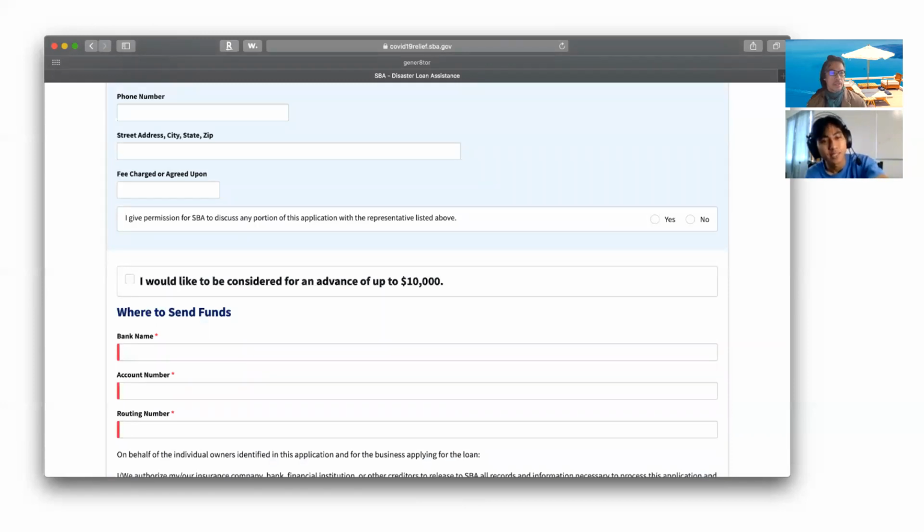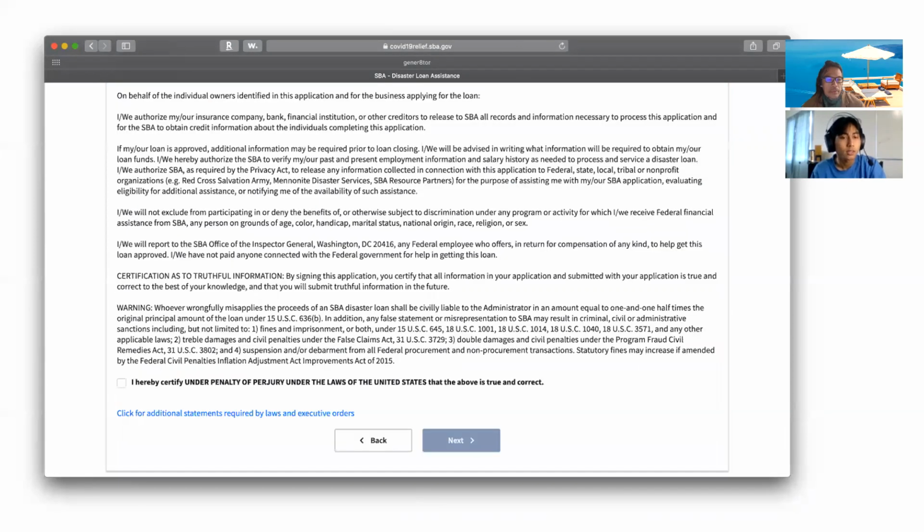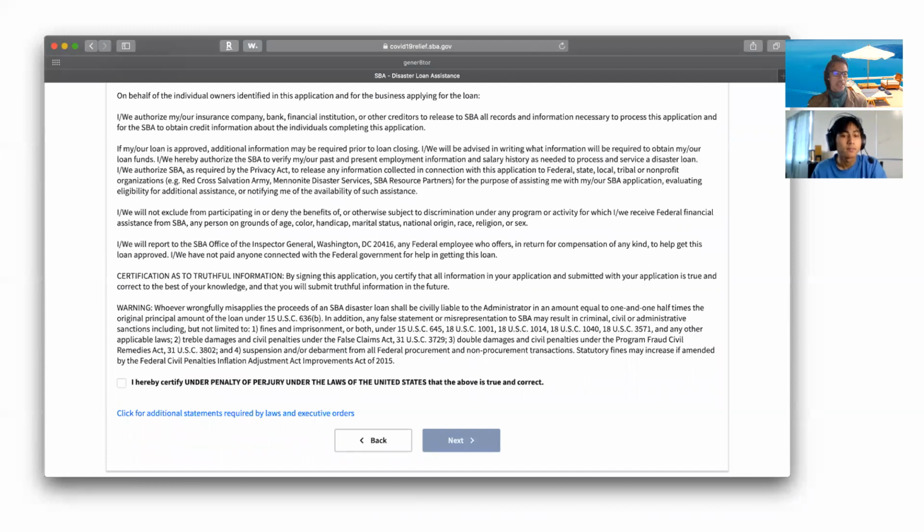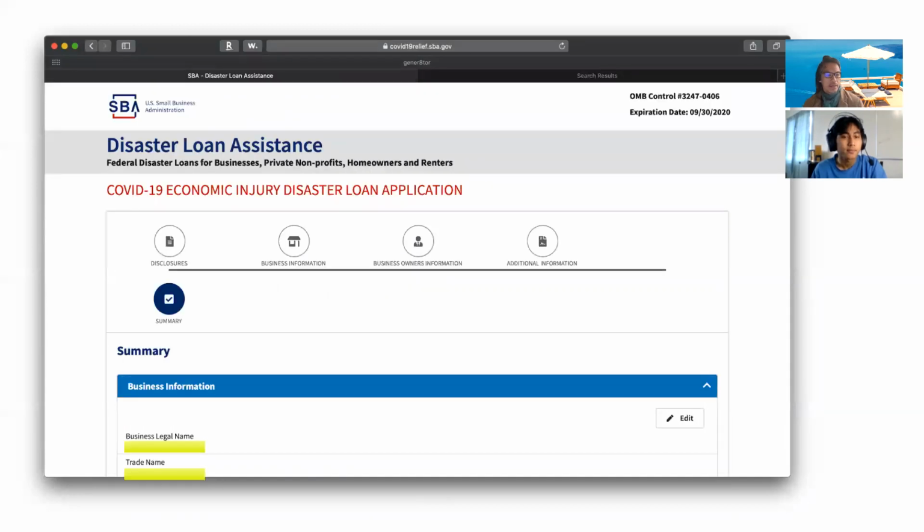Sure. All right, this part is important. Here it's going to say you'd like to be considered for an advance of $10,000. You want to check that. Like I said, it's the SBA's way of trying to get money into your hands as soon as possible, so there's no reason why you wouldn't want that. Go ahead and check that and fill in your bank information. And then moving forward, just check the I hereby understand portion. And then forward. It should give you a summary.